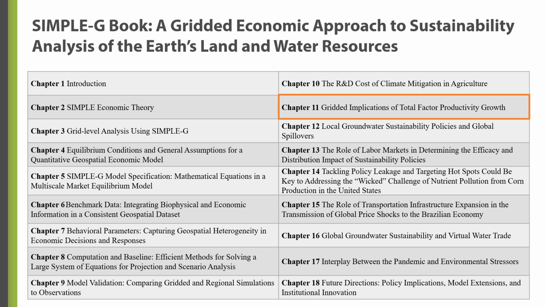Previous chapters laid the groundwork by providing theoretical foundations, introducing general conditions, specifying mathematical equations, discussing the gridded data and parameters, computer implementation, and validation. Chapter 11 offers an introduction into the gridded model and the interpretation of results, and follows naturally upon Chapter 10, which we recommend you read before embarking on this chapter.